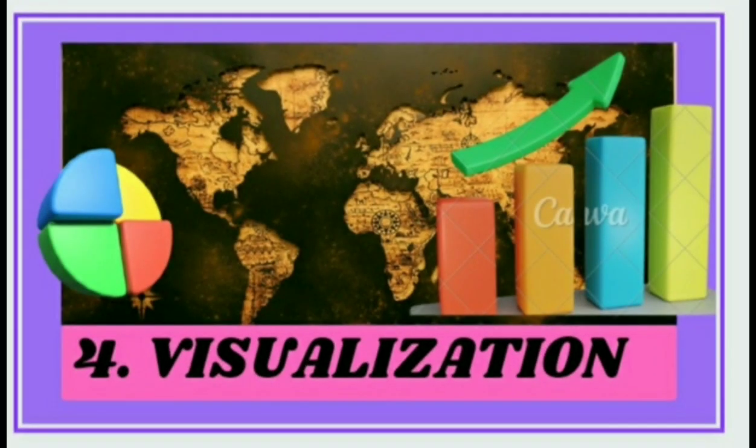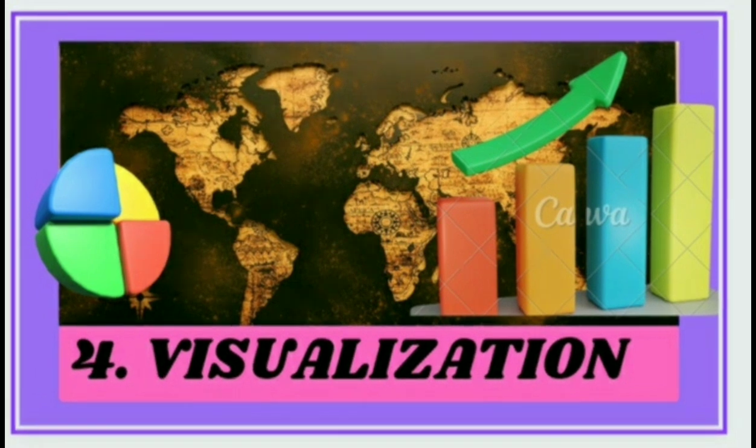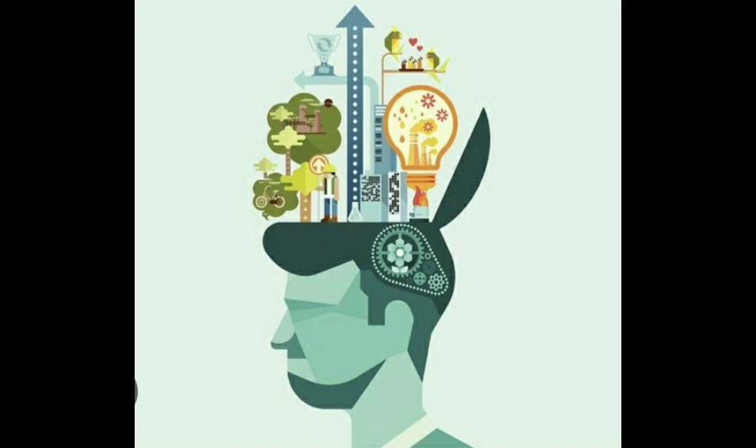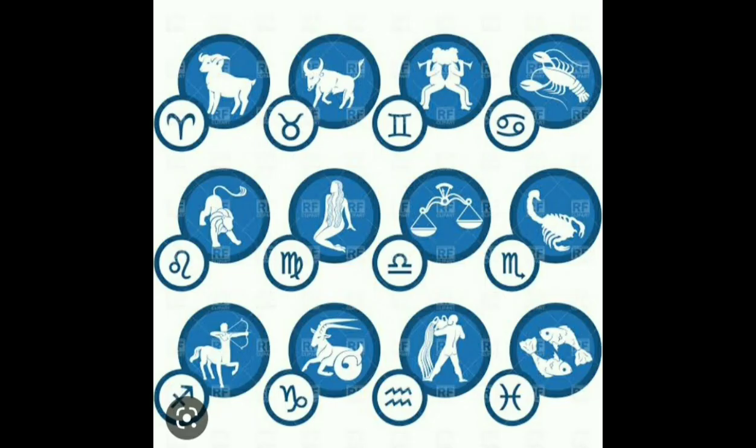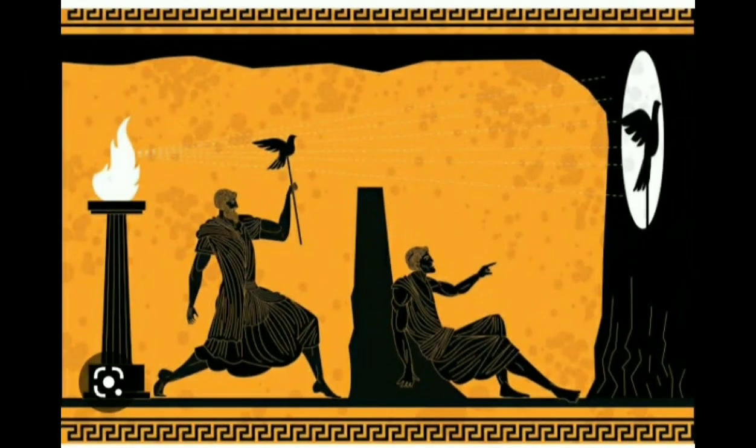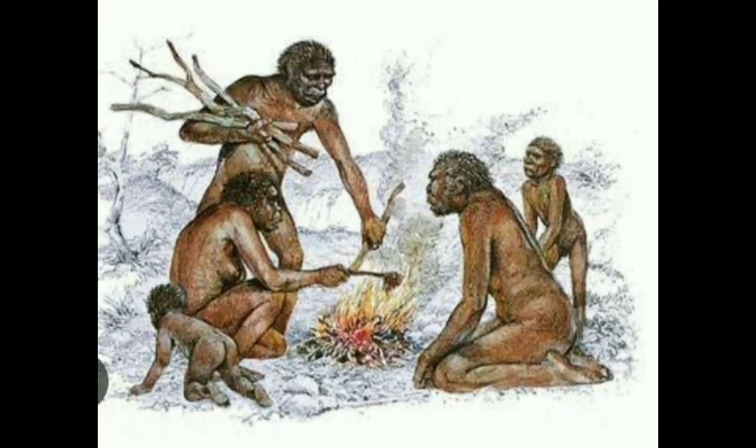Finally, the last one, visualization. So, visualization is the transmission of information and ideas using symbols and imagery. Visualization is the oldest form of communication.